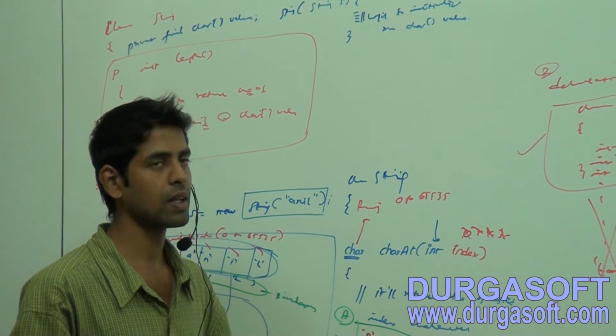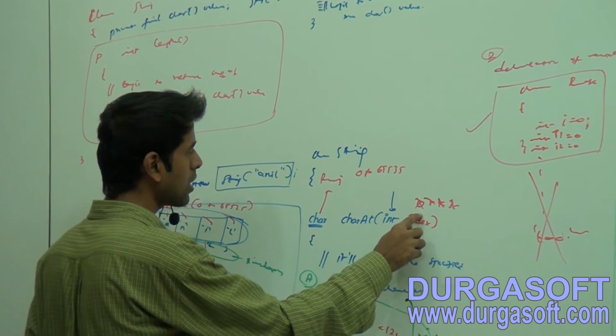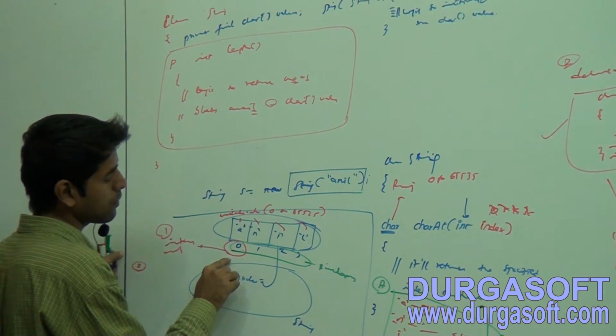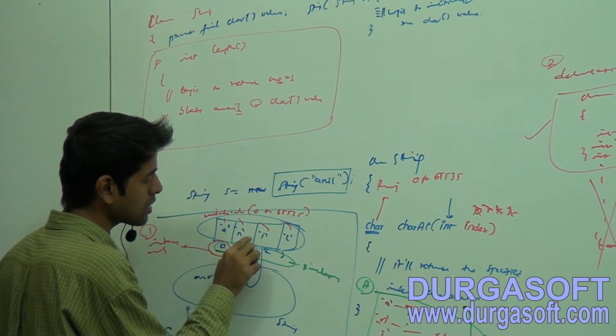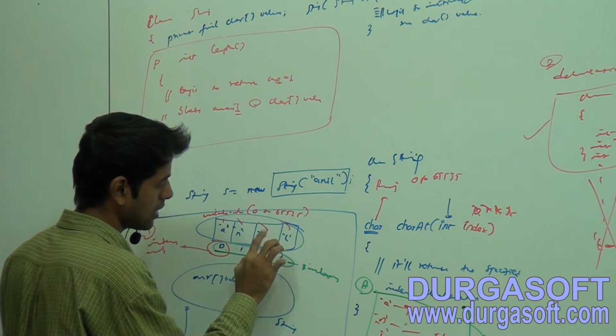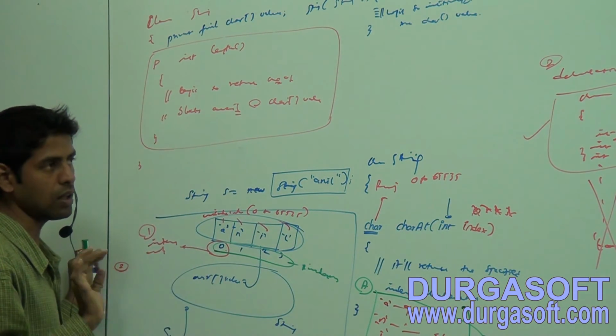Specified index character. Observe here, if I pass 0, it will return what? The 0th index character. If I pass 1, it will return what? The first index character. If I pass 2, the second index character. If I pass 3, the third index character. Okay, now observe.